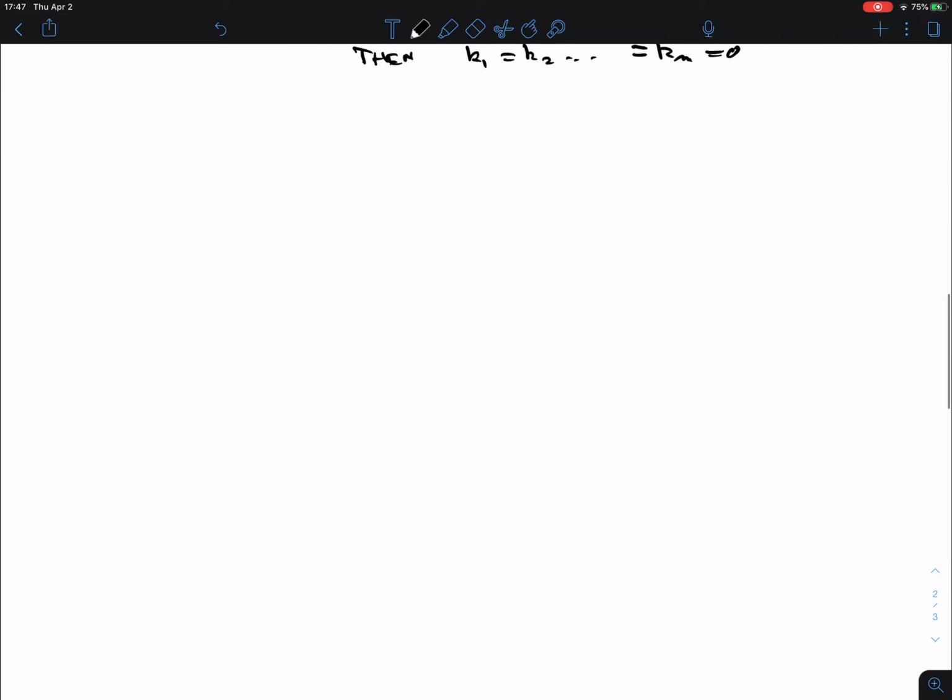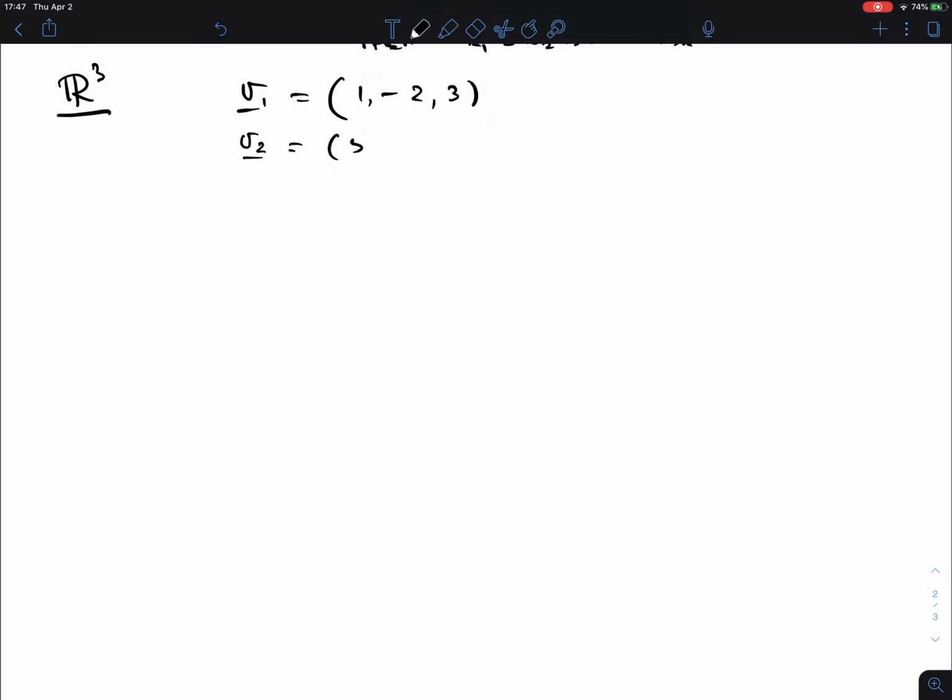So I'm going to look at this example. I'm going to work again in R3. It's easier to write the vectors as rows, but of course, you remember that when we do calculations, we often work with columns. So the vectors are: v1 is 1, -2, 3; v2 is 5, 6, -1; and v3 is 3, 2, 1.